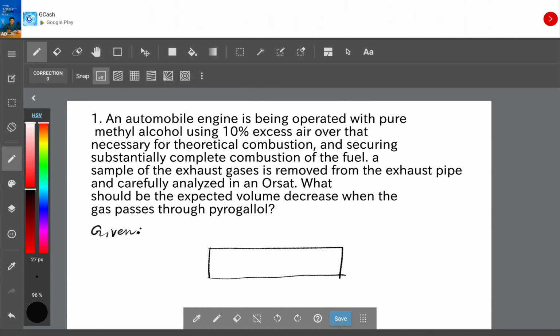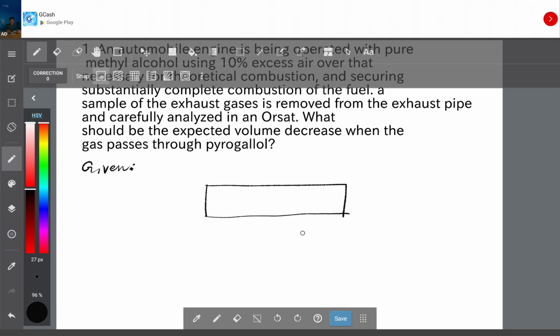An automobile engine is being operated with pure methyl alcohol, using 10% excess air over that necessary for theoretical combustion and securing substantially complete combustion of the fuel. A sample of the exhaust gases is removed from the exhaust pipe and carefully analyzed in an Orsat. What should be the expected volume decrease when the gas passes through pyrogallol? Did I pronounce pyrogallol right?